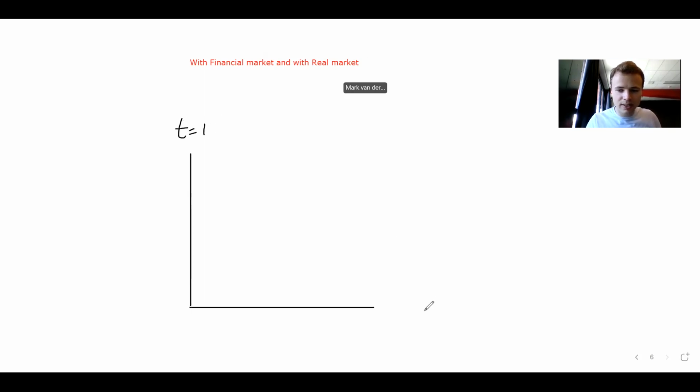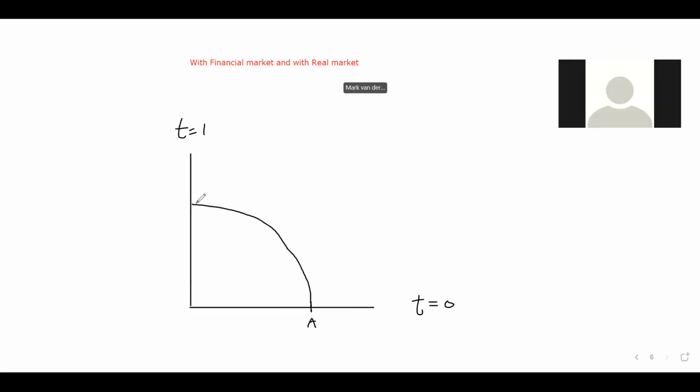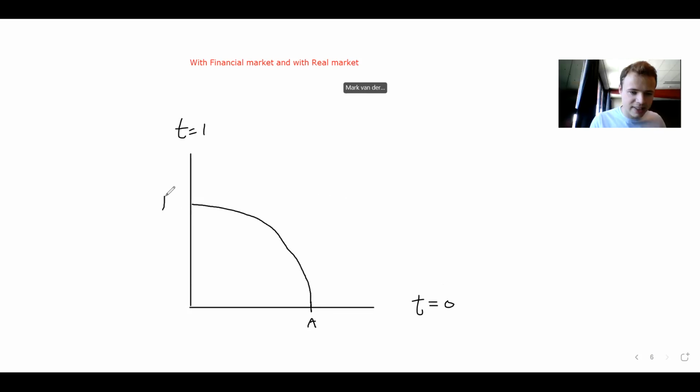T is 1, T is 0. And now I use the point A that we already found as my starting point. And then here I'm going to draw a pretty strange line, and that's this line here. Okay. And we call this line D. Line D is not that important, but just so that you know what are we actually drawing. How it works is as follows.